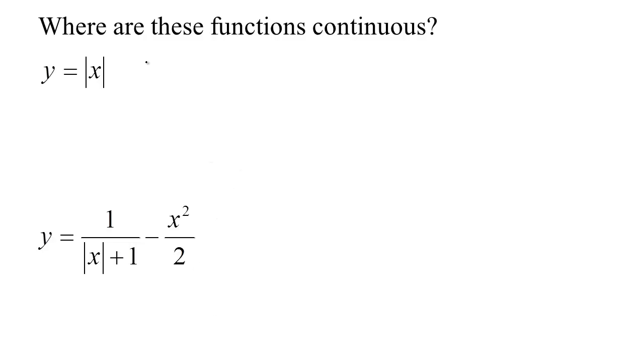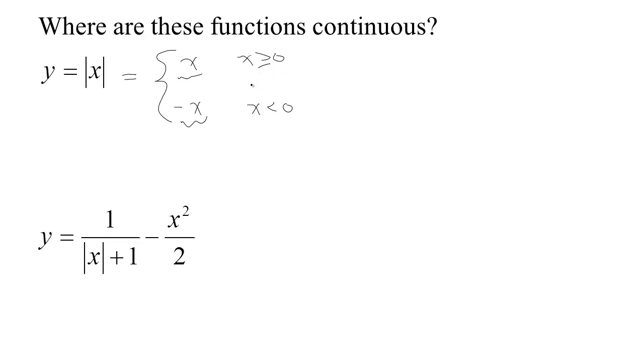Well, let's see. Absolute value is actually a piecewise function, right? If the number is positive, you just get back the original number, but if the number is negative, the absolute value gives you back the opposite of that negative number. So this is continuous, and that's continuous. So we're definitely continuous if x is greater than 0, and continuous if x is less than 0. The only question might be what happens at 0. Is it continuous at 0?